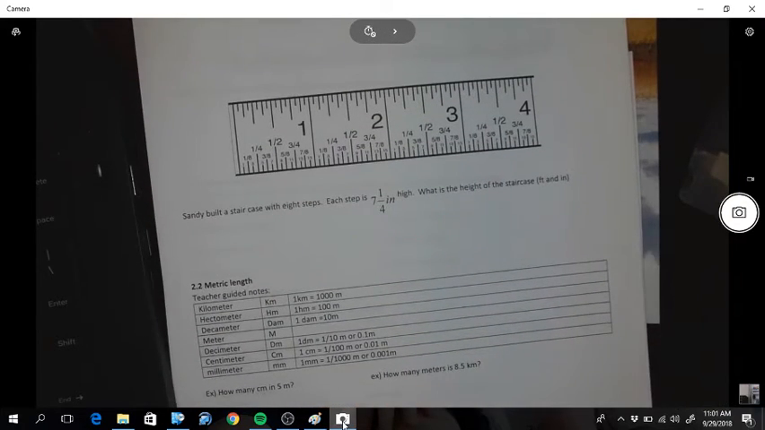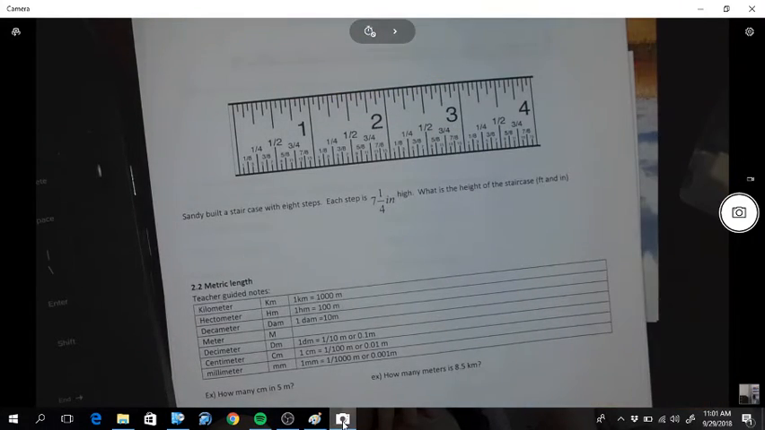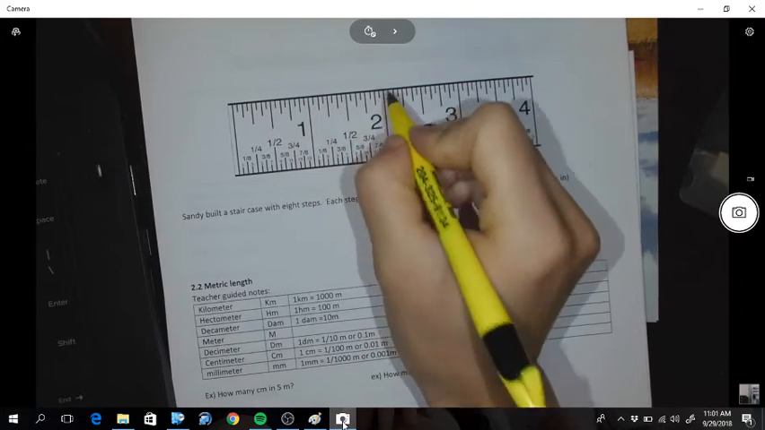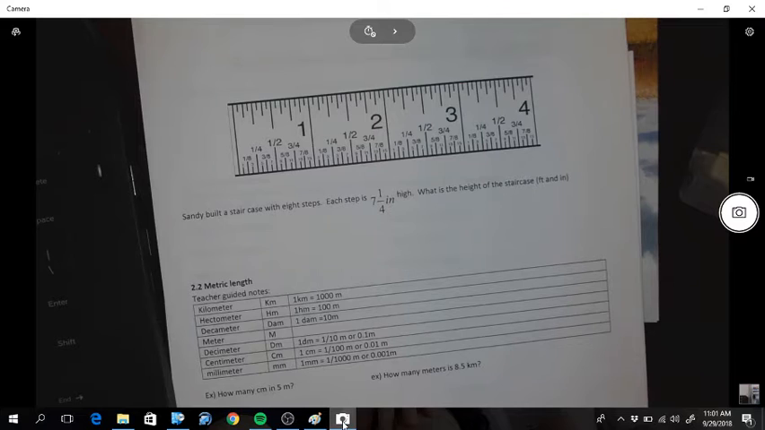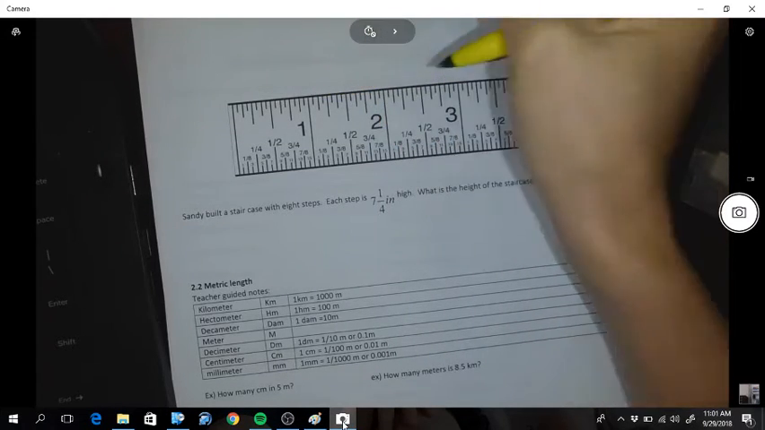So this is a ruler. I just want to talk about how to measure with inches. So let's consider from 1 to 2 inch. Okay, there are 16 line markers between. So every single line that you would see is a 16th.